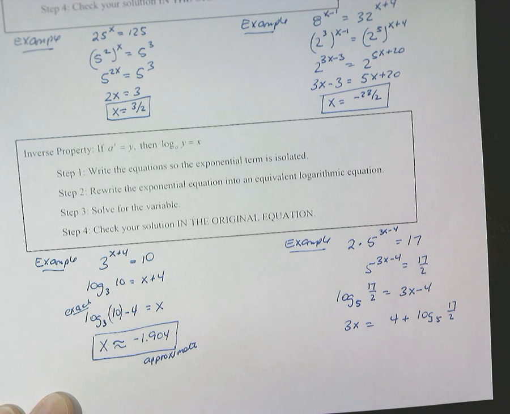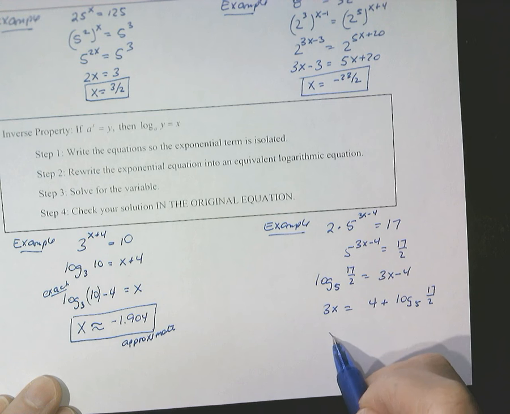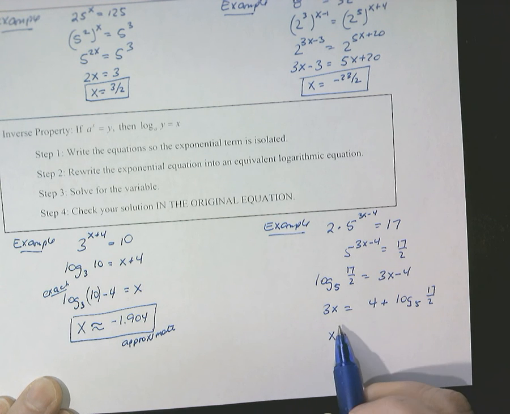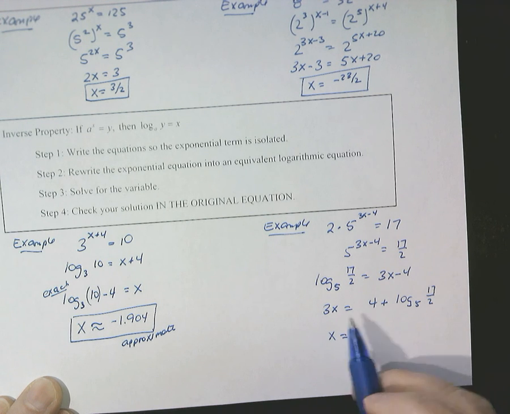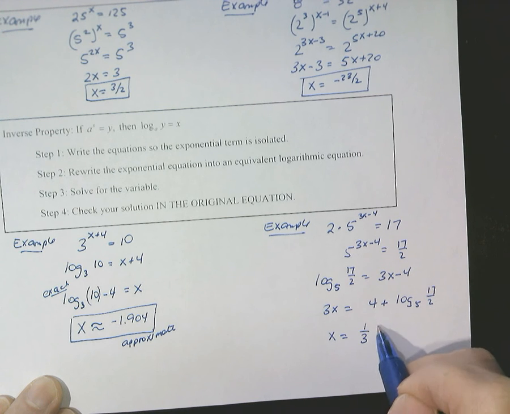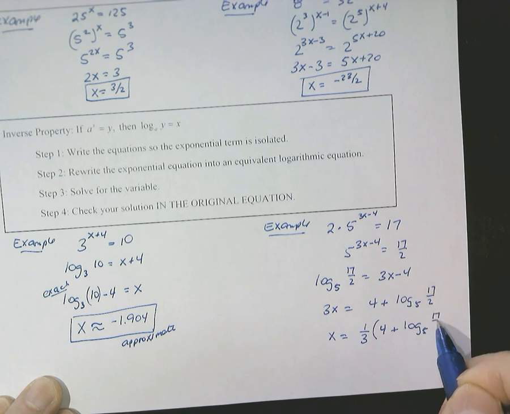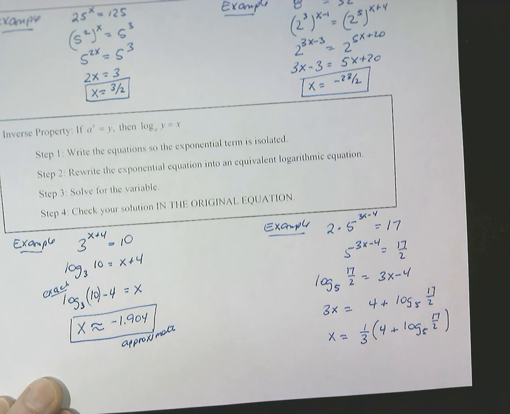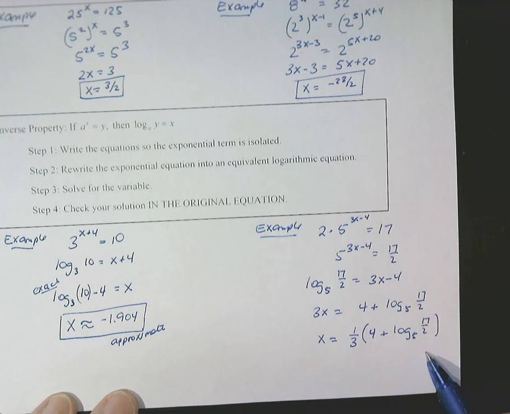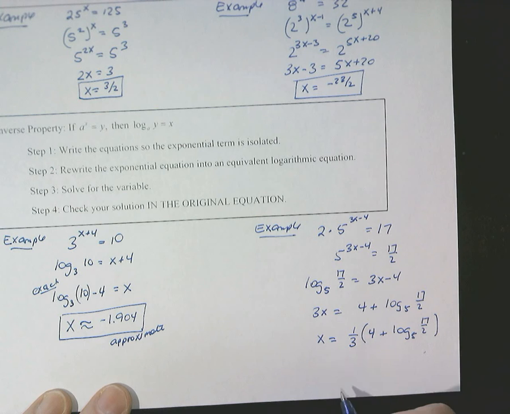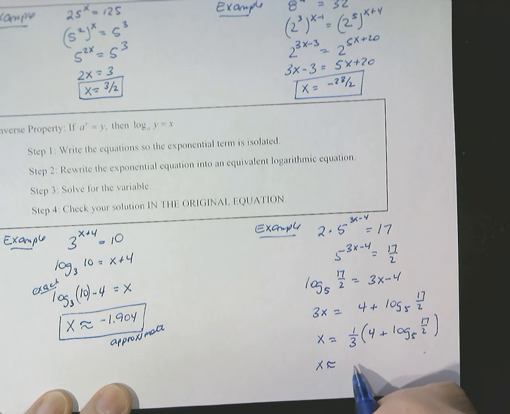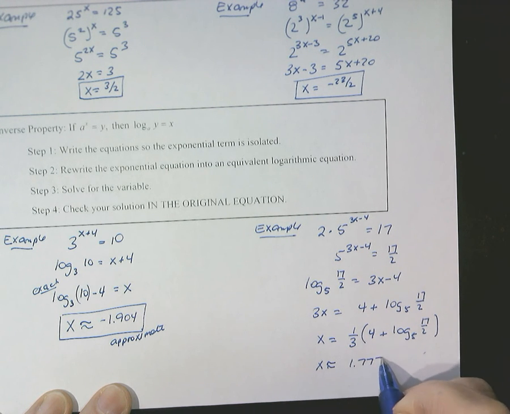And there are several different ways you could see this. This is how I like to think of it. I want all of this divided by 3, which is the same thing as multiplying by 1/3. If you don't like that, you could divide by 3. It doesn't matter. That's the exact answer. My approximate answer is going to be x is approximately equal to 1.777.